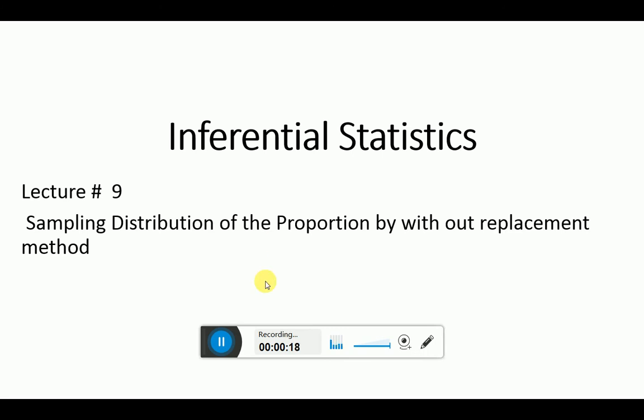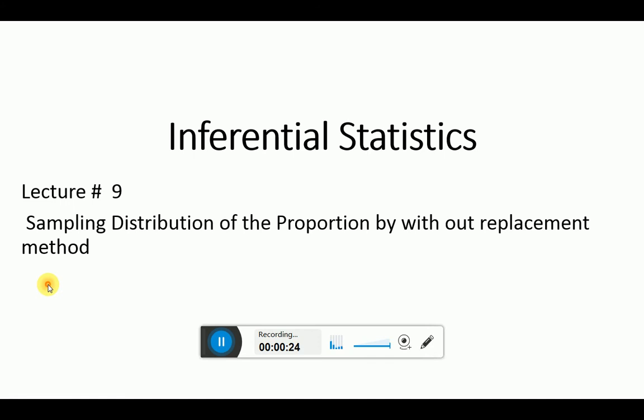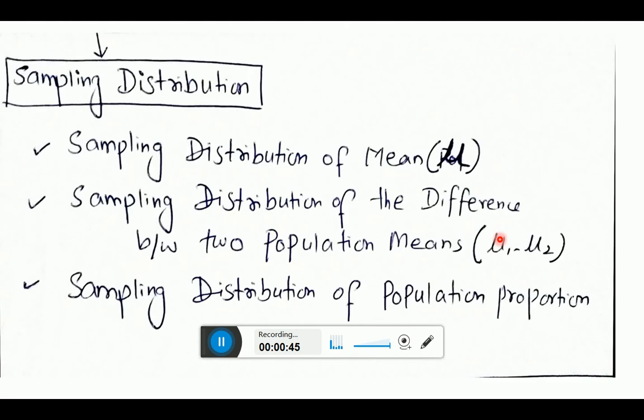In this lecture we are going to study the sampling distribution of proportion by the without replacement method. Here again we will discuss sampling distribution. We already know what a sampling distribution is, but this time we are using the proportion instead of mu and mu 1 minus mu 2, with the old technique, the without replacement method.